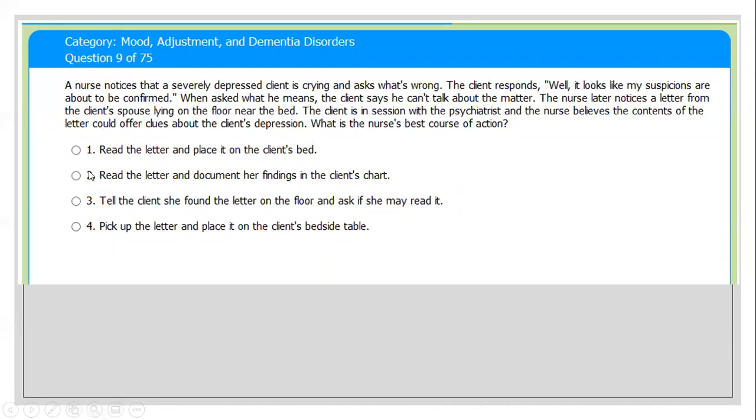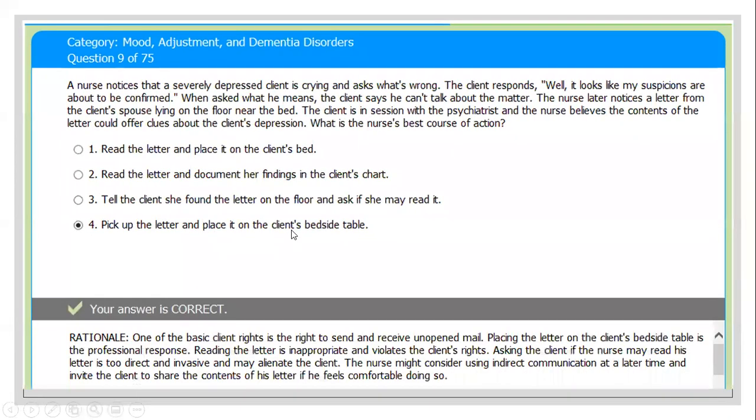So number one and number two are not answers, because you can't read the patient's letter. It is not your right. So the rest is number one: pick up the letter and place it on the client's bedside table. This is the correct answer. Why?